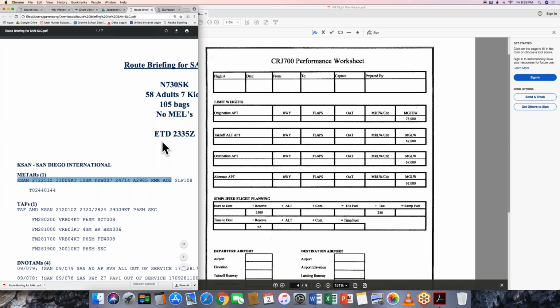Our winds are coming from 310, so I'm going to draw this out. Runway 9, runway 27. That means it's due east and west, right? So runway 9 would be this side. And this would be runway 27. And our wind is coming from 310. So what runway are the winds favoring? 27. Yep.